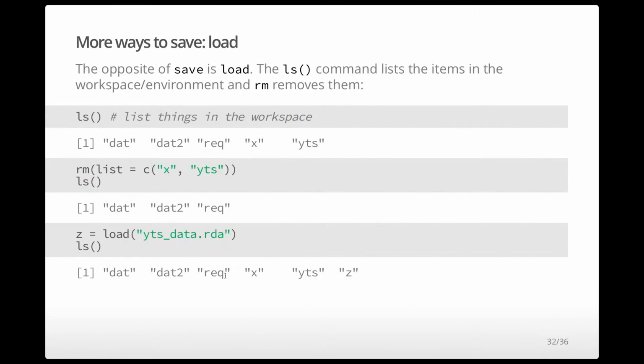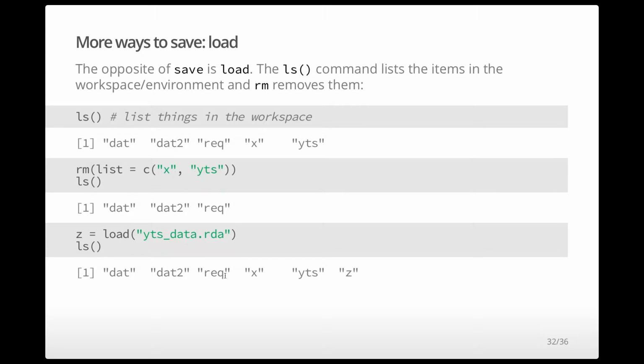So, one of the ways where you can delete things, clear them out, is the rm command, remove. Okay? So I'm going to say remove. We assign this argument list. I want to take out x and yts from memory. So I want to clear it out.